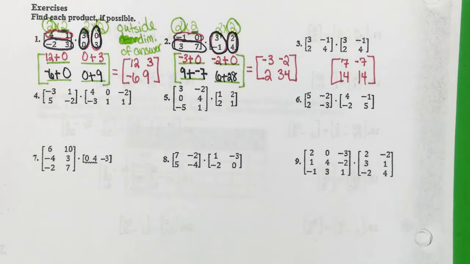All right, did you get 7, negative 7, 14, and 14? Anybody need some help? Y'all okay? Oh, sweet niblets, y'all got this. Here we go. Let's keep going.